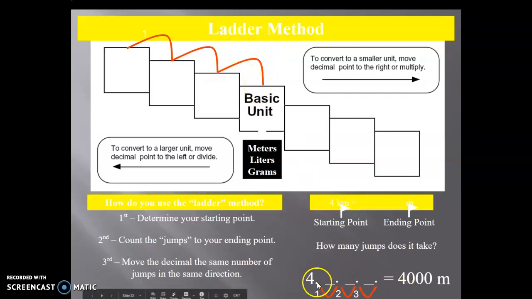Okay, so if you notice down here, I have at my 4, I put my decimal point in, and then it has to jump 1, 2, 3 spaces. So that we would go from 4 kilometers to 4,000 meters. We found our starting point, we jumped 1, 2, 3 to our ending point, and that's how we got our numbers.